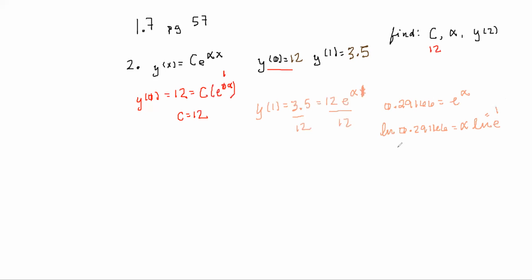Okay. So this is equal to negative 1.232. So that is what alpha is. Okie dokies. Is everybody good with me up until this point?